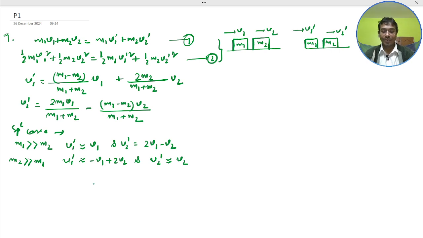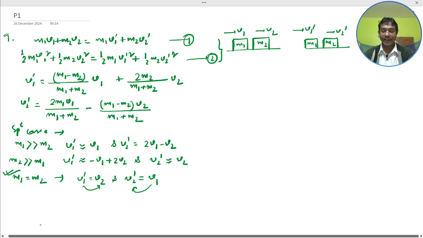Elastic collision of two bodies of equal mass, this is very important. When m1 and m2 are equal, then v1 dash would be v2, and v2 dash would be v1. So the beauty is that when two bodies of equal mass collide elastically, their velocities are mutually interchanged, v1 to v2, v2 to v1. This is very important.